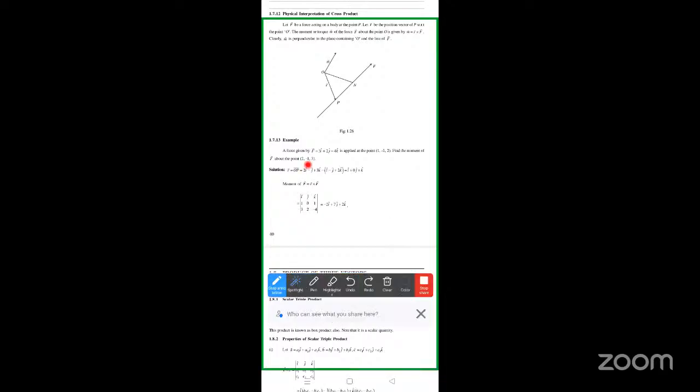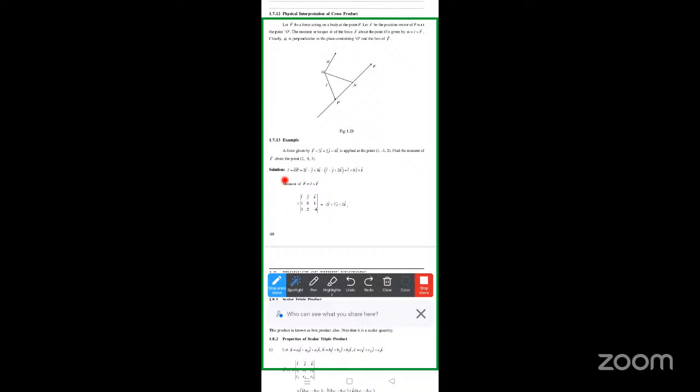So next, example 1.13. A force given by F = 3i + 2j - 4k is applied to the point (1, -1, 2). Find the moment of F about the point (2, -1, 3).